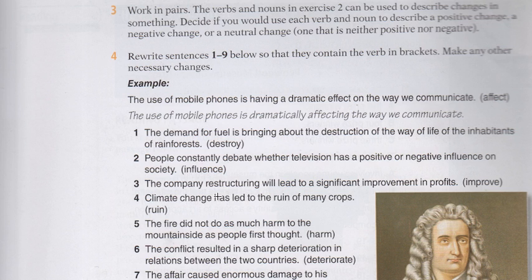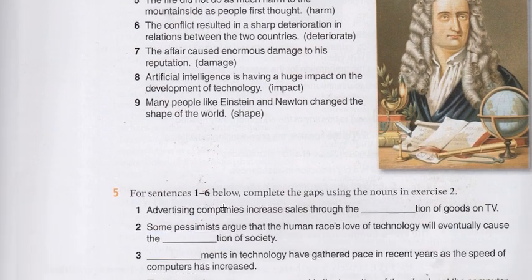Number three: the company restructuring will lead to a significant improvement in profits. So the company restructuring will improve profits significantly. Number four: climate change has led to the ruin of many crops, or destruction. Climate change has ruined many crops. That's it. We didn't do everything because it's quite repetitive.